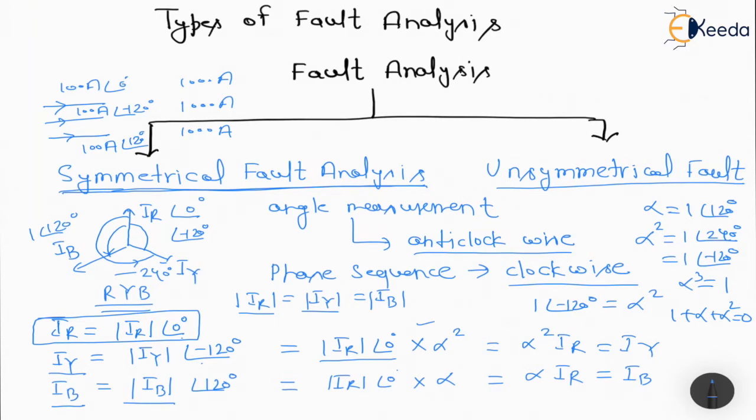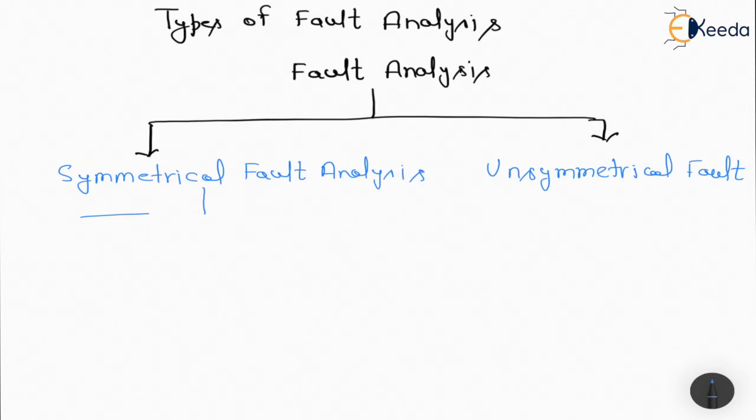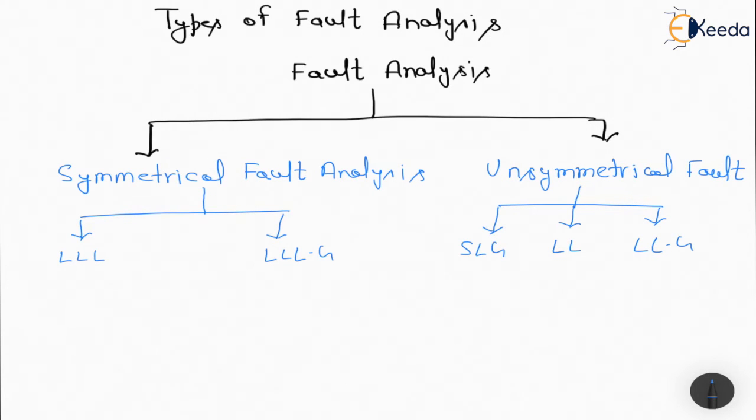Now we are going to discuss the classification of symmetrical fault and unsymmetrical fault. The types of symmetrical fault analysis are triple L fault and triple LG fault. And the types of unsymmetrical fault are single line to ground fault, double line fault, and double line to ground fault.